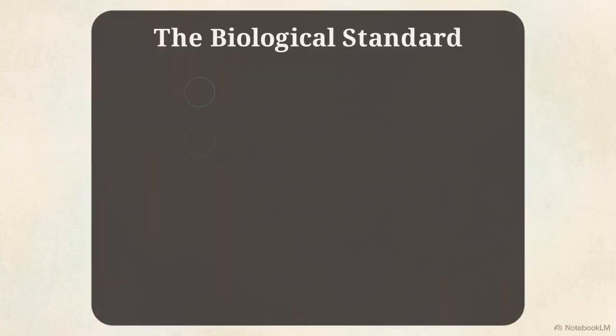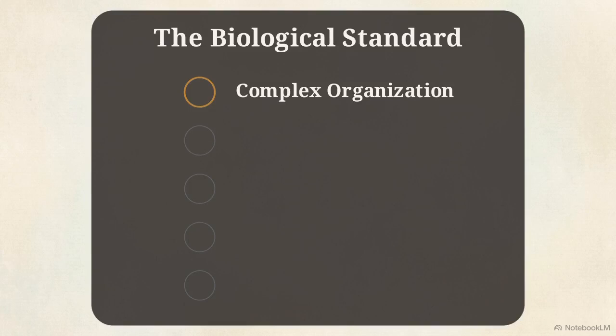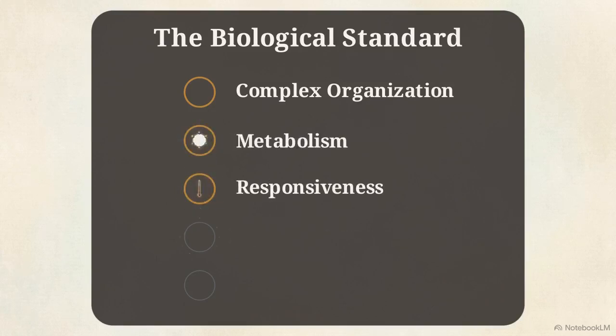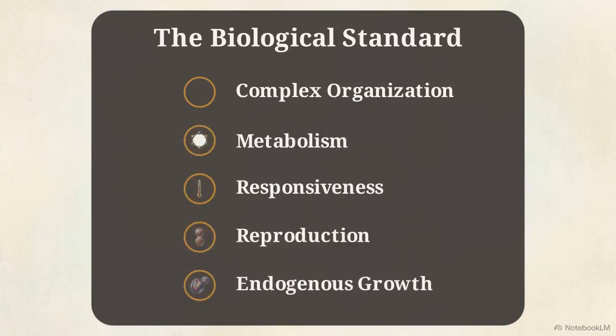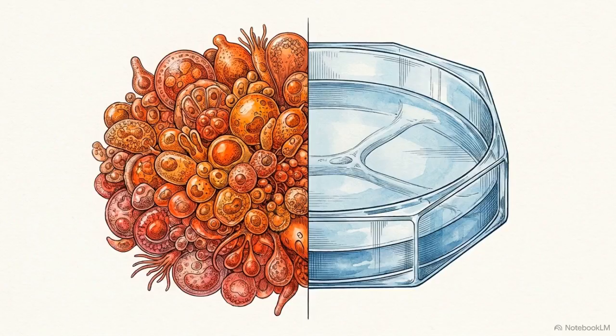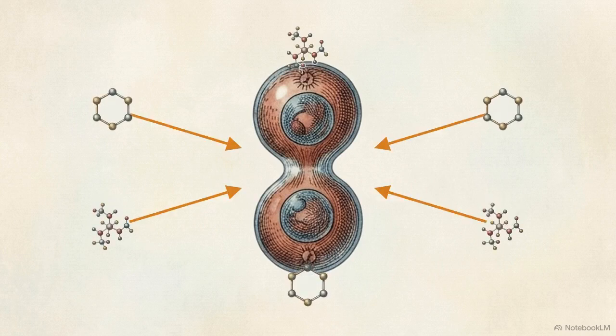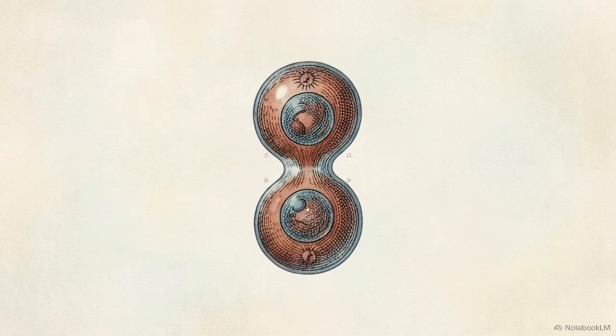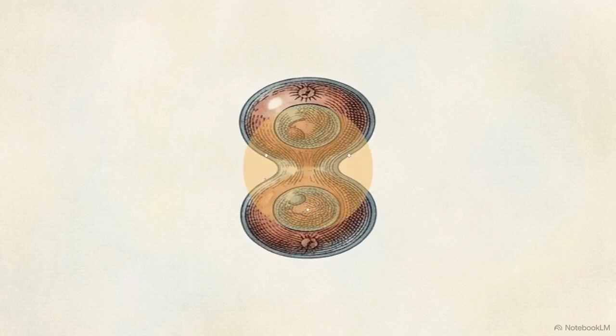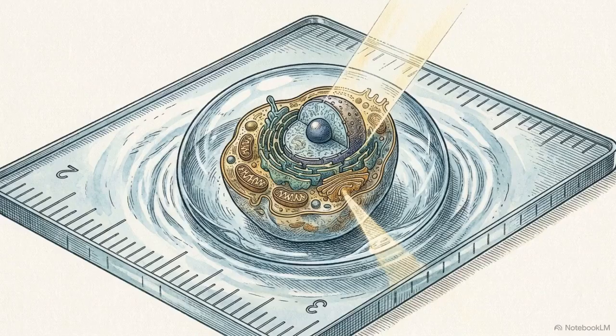Modern biology defines a living organism through 5 strict criteria: complex organization, metabolism, responsiveness, reproduction, and endogenous growth. These requirements create a paradox in the lab. While a cell grows and divides from within, that internal machinery remains entirely dependent on the specific conditions of its external environment. Biological engineering co-opts this internal machinery, isolating living cells to use them as expression systems.